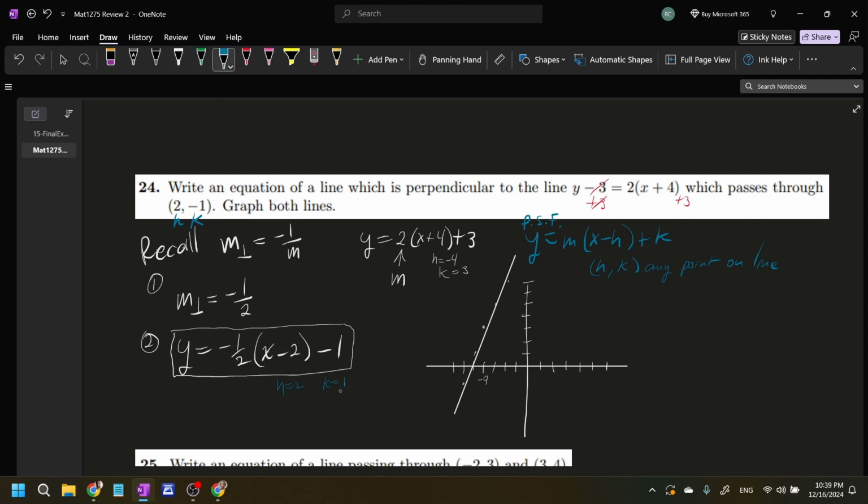H is 2, K is 1. So the point 2, 1, let's graph that point there. And our slope is -1/2. So that means we're going to go down 1, right 2. Please recall our slope is rise over run.